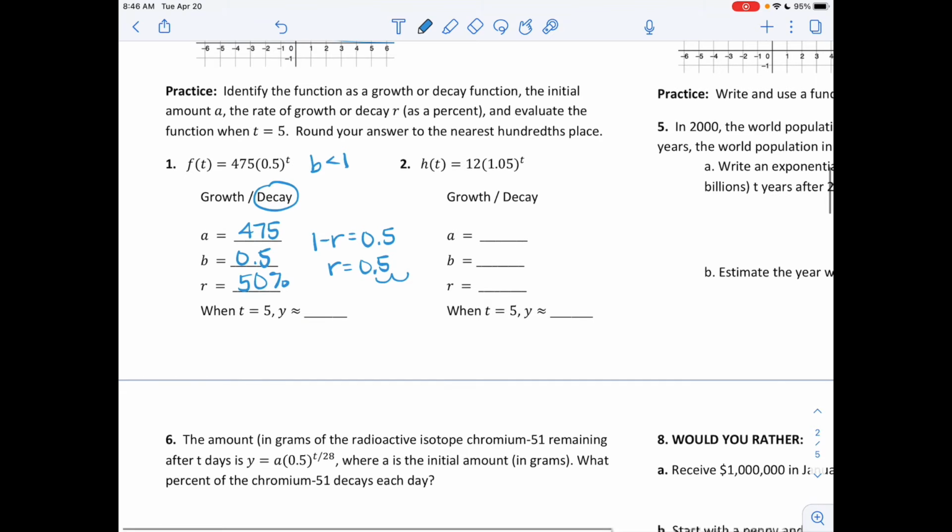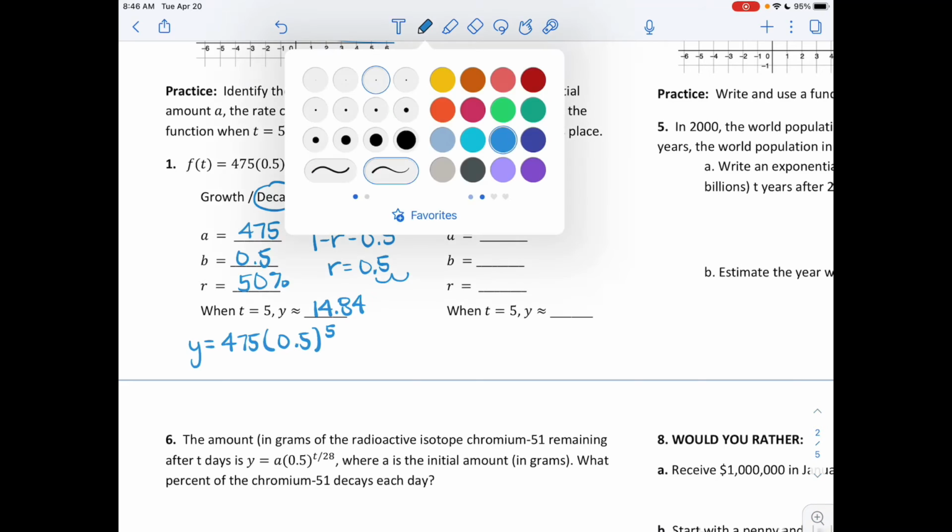Finally, I want to evaluate when t is 5, so I'm going to plug everything in that I know and solve for y, or f of t. 475 times 0.5 in parentheses and raised to the 5th power. Put that in your calculator and you should get 14.84. Let's take a look at the next one.